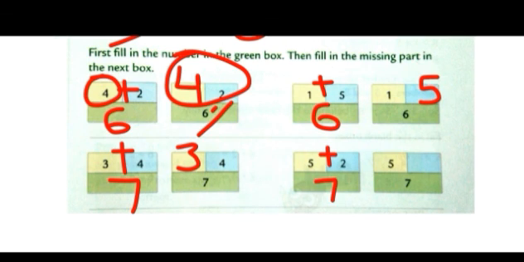So we will write 7 in the green box. Now see the next box. 7 is already there in the green box and 5 in the yellow box. So what is 7 minus 5? 2. That means 2 will come in the blue box. So this is the way how you find the missing number.